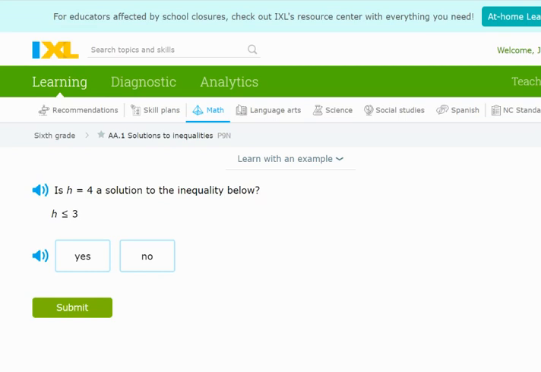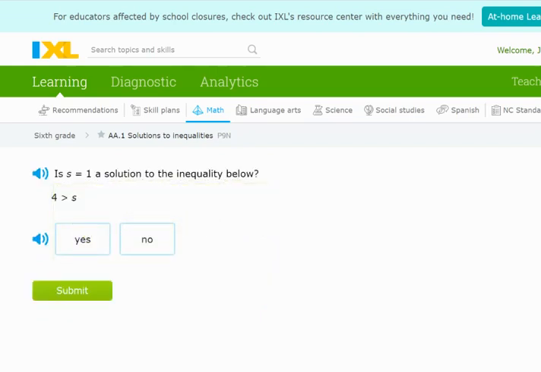Let's jump into our inequalities. This is the first assignment in the inequalities section of IXL. And we're just using substitution. So we're not even getting into graphing yet. So it says, is h equal to 4 a solution to the inequality below? So all I'm going to do is substitute, instead of h less than or equal to 3, I'm going to substitute is 4 less than or equal to 3. Well, 4 is not less than 3 and it's not equal to 3. So the answer here is no.